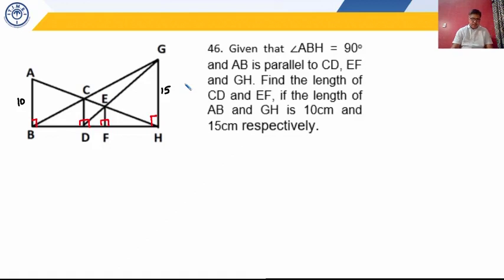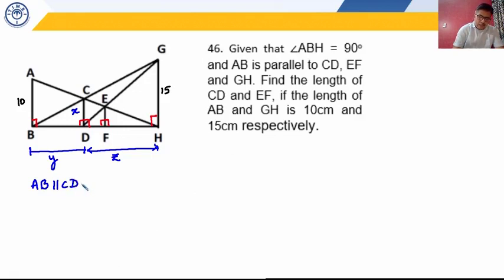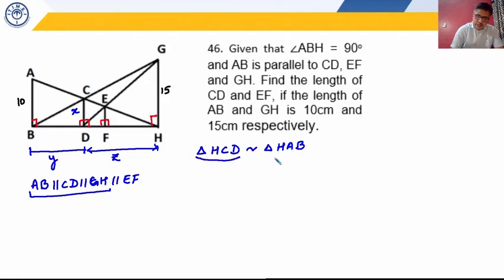So first of all, ignore EF. Try to find out the length of CD. Let's say CD is X, BD is Y, and DH is Z. You know that AB is parallel to CD is parallel to GH is parallel to EF. AB, CD and GH, if these lines are parallel, can I say triangle HCD will be similar to triangle HAB? This triangle and this triangle are similar.